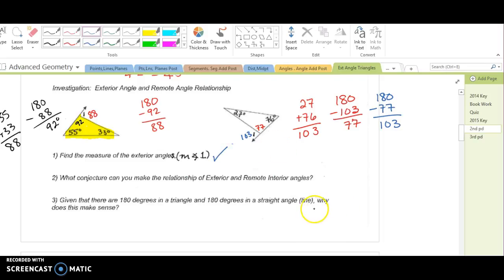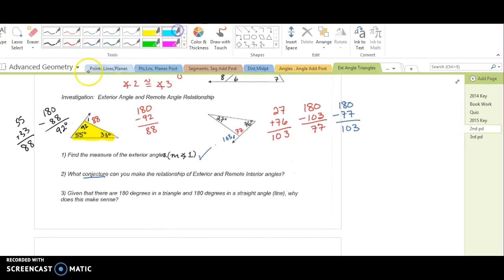We did that, check. What conjecture can you make, what educated guess can you make about the relationship of the exterior and the remote interior angles? Well, I noticed when I added up my interior angles, I got 88. And when I finally arrived at my final answer, I got 88. Same thing over here. 27 and 76 adds up to 103. And then my final answer was 103. So the sum of remote interior angles equals the exterior angle.